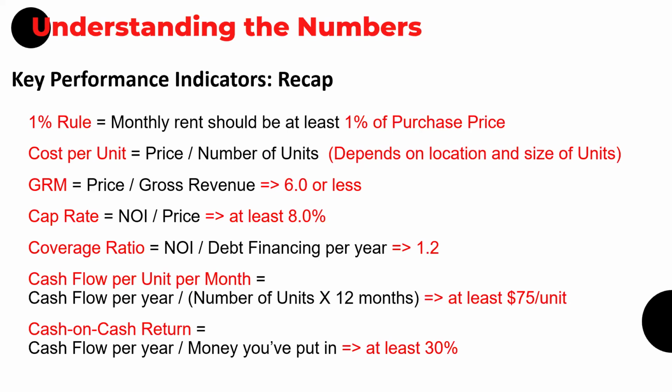Your cap rate is your NOI divided by your price, and here you tend to be looking for at least 8% if you have a 7% interest rate. Your coverage ratio is your net operating income divided by your debt financing per year, and you want that to be at least 1.2 and preferably 1.25 to 1.3. Your cash flow per unit per month is the cash flow per year divided by the number of units times 12, and you want that to be at least $75 to $100 a month. Cash on cash return is cash flow per year divided by the money you've put in, and you want that to be at least 30%.